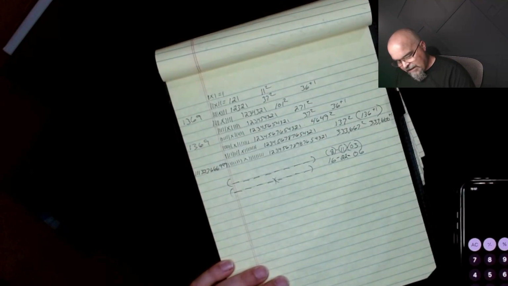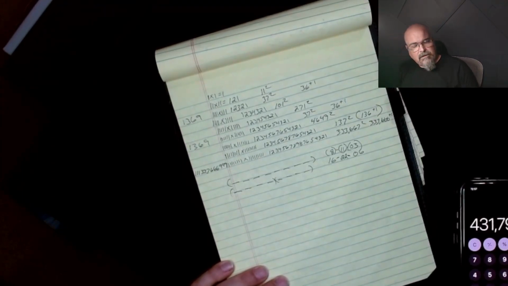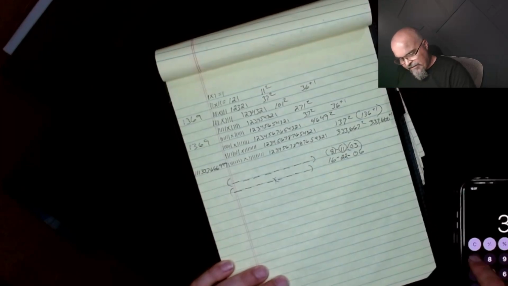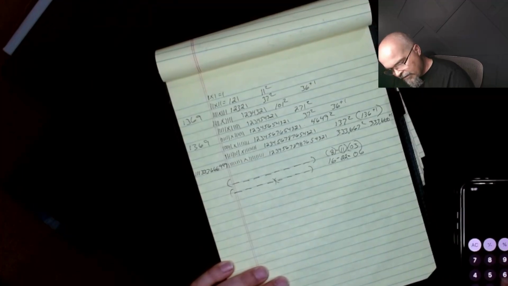Let's go with any random 5915. 5915 divided by 137. Look at that. It's a whole number. And it gives you another structure. So let's try any other. 3573 divided by 137.